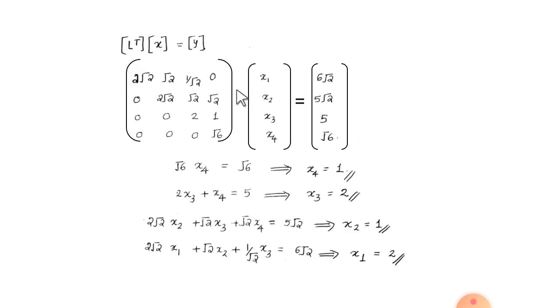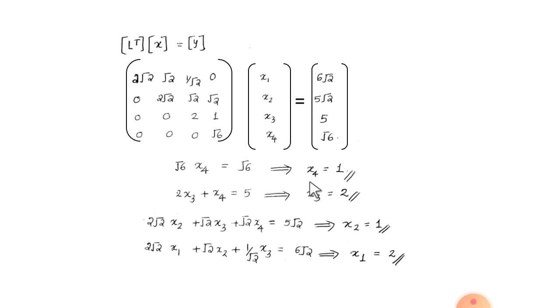Next, for solving X, we are considering this equation, that is L transpose into X equal to Y. So this is the L transpose matrix. This is the unknown to be calculated, and this is the Y matrix which we have found above. So from here you can find the values of x1, x2, x3 and x4.